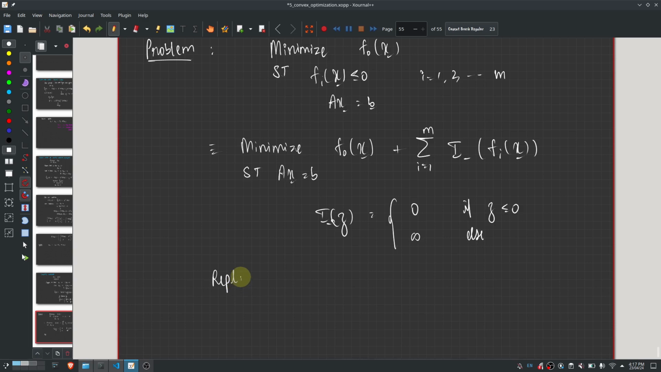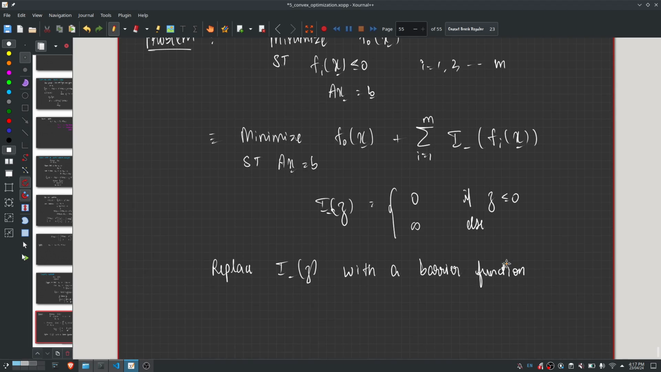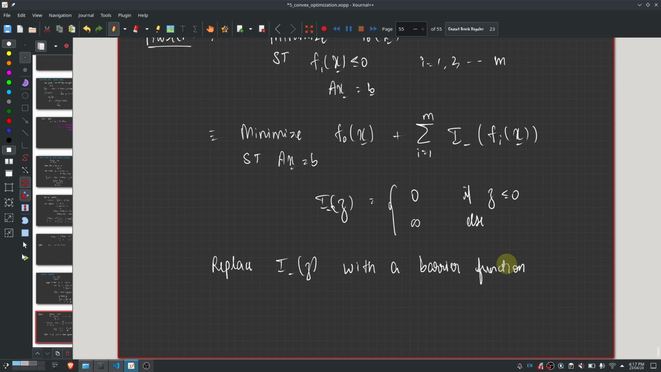So the basic idea is you replace I minus of z with a barrier function. And the class of barrier functions that we will be interested in is the log barrier function. What is that? You replace it with the negative 1 by t log of minus z. So I'll define L_t of z to be equal to minus 1 by t log of negative z.